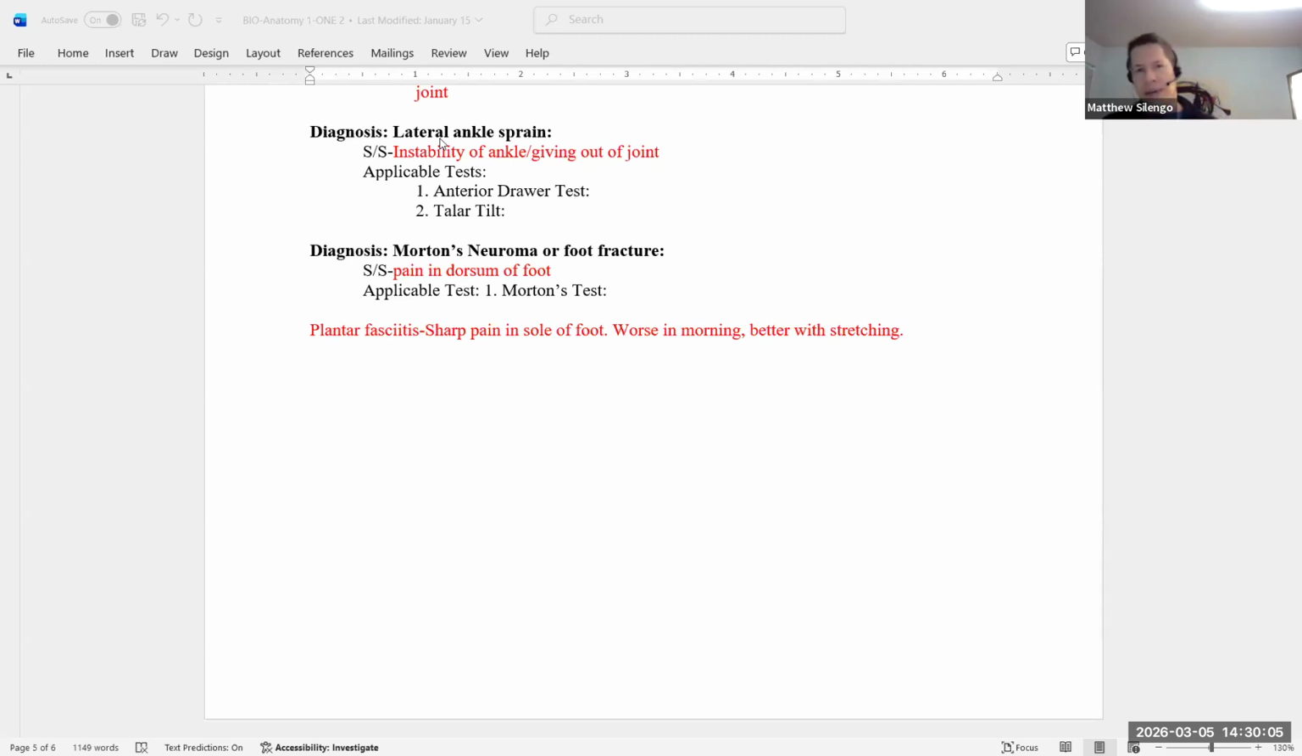And then the other way you could do it is, same kind of thing, support the tibia, cup the calcaneus, or hold the foot as a whole, and move it in medial lateral motions. And if you're noticing that the joint moves too far medially, that would indicate a lateral ankle sprain. That's what they call the Talar tilt test.